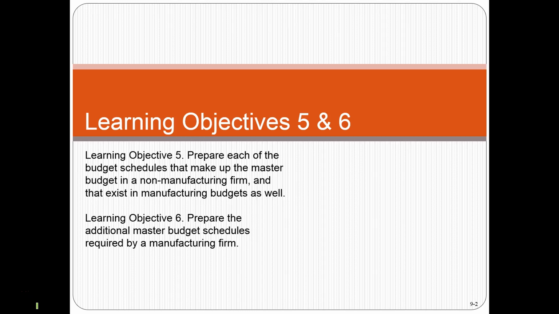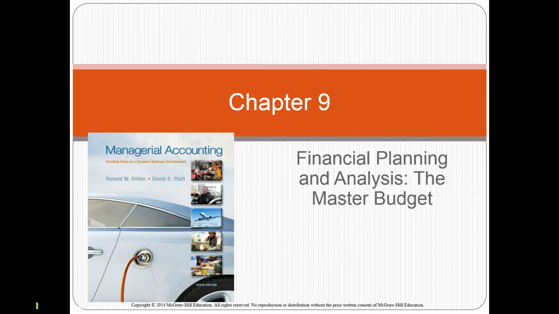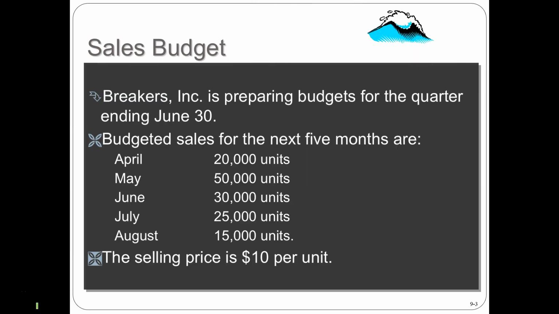We're basically going to look at learning objective number 6, which is to prepare each of the budget schedules that make up the master budget. So, let's see. We have a sales budget. First, we're going to start with the sales budget because we need the sales budget in order to know how much we're going to produce. So we have to start with the sales budget. It does need to go in order in this way.